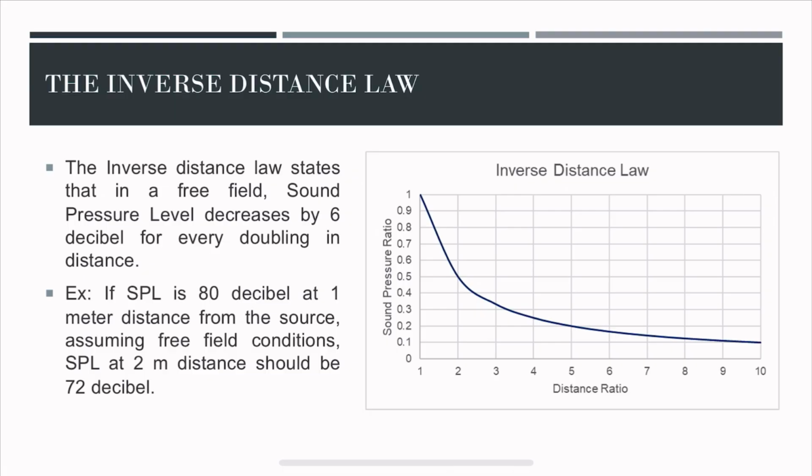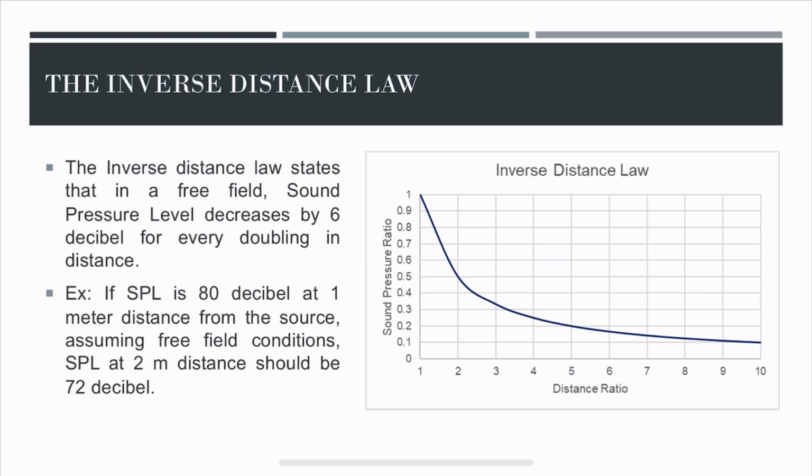The law states that in a free field, sound pressure level decreases by 6 decibel for every doubling in distance. So for example, if the sound pressure level measured at 1 meter distance from the source is 80 decibel, the sound pressure level at 2 meter distance from the source, which is double the distance, should be 6 decibel lesser, which is 72 decibel.